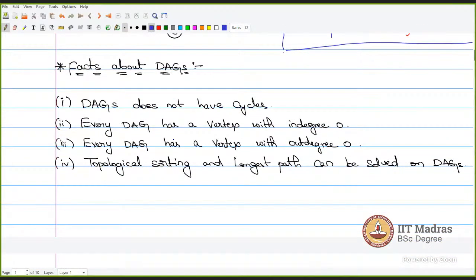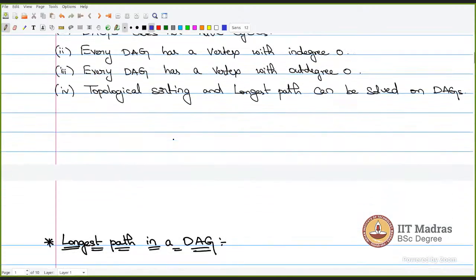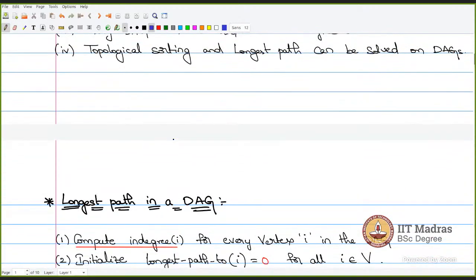Either you can use DFS if you know well how to draw the depth first search for a given graph, then you can proceed with that. If you don't know, just know the facts about DAGs, and these facts should be true for every DAG. If it is a DAG, then topological sorting and longest path can be found. Now you have seen how the topological sequence can be formed. Now let us find the longest path in the DAG.